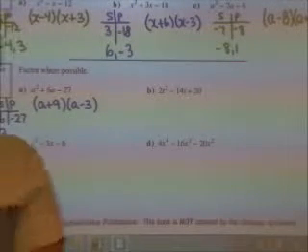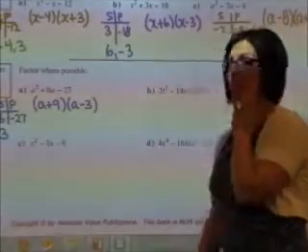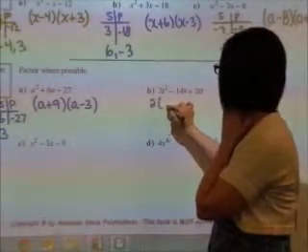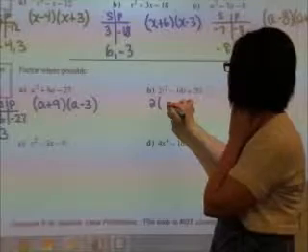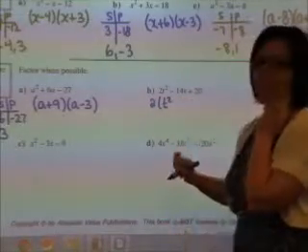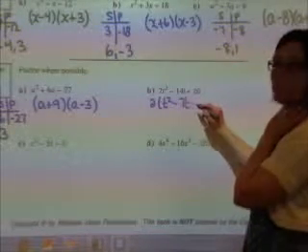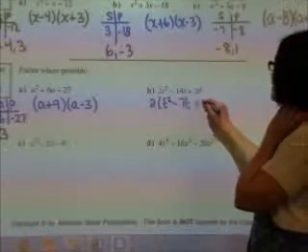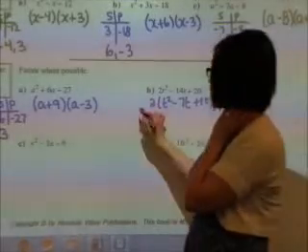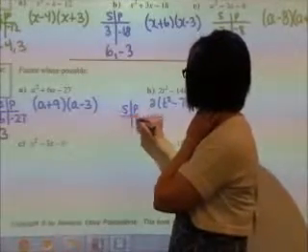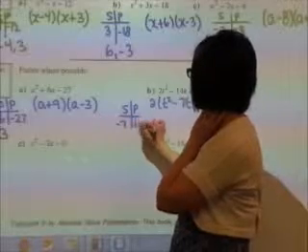B is 2t squared minus 14t plus 20. What do I do first? Factor out. What do I factor out? 2. And what am I left with? t squared minus 7t plus 10. So your sum and product chart: sum is negative 7, product is 10.